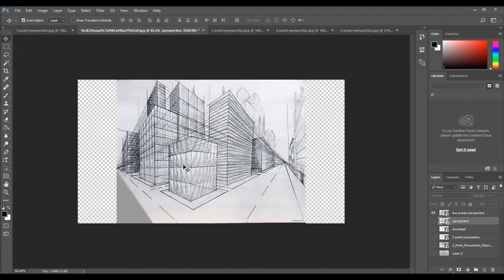Here you can easily see how all the right lines meet at the right vanishing point, and how all the left lines meet at the left vanishing point, and it creates the whole sketch, the whole picture, by 2 point perspective. Okay, so this is 2 point perspective.